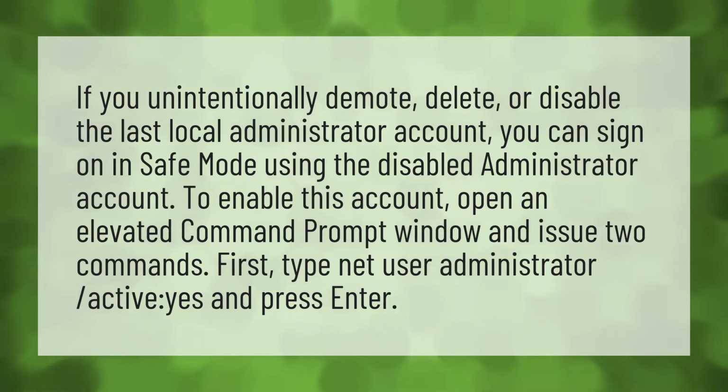If you unintentionally demote, delete, or disable the last local administrator account, you can sign on in safe mode using the disabled administrator account. To enable this account, open an elevated command prompt window and issue two commands. First, type net user administrator /active:yes, and press enter.